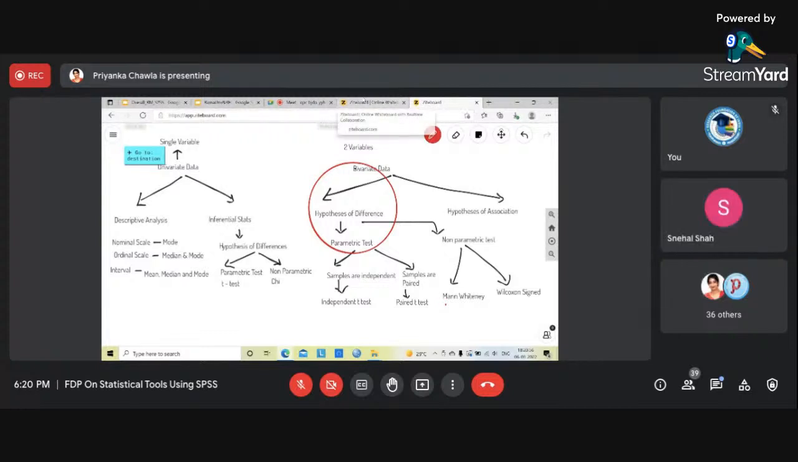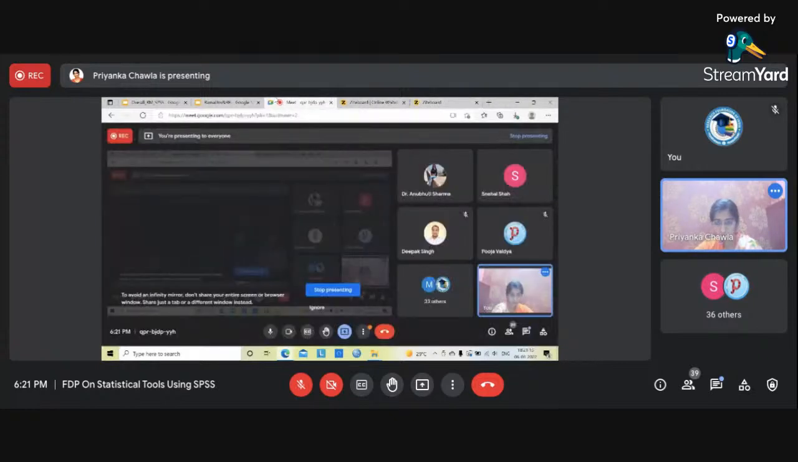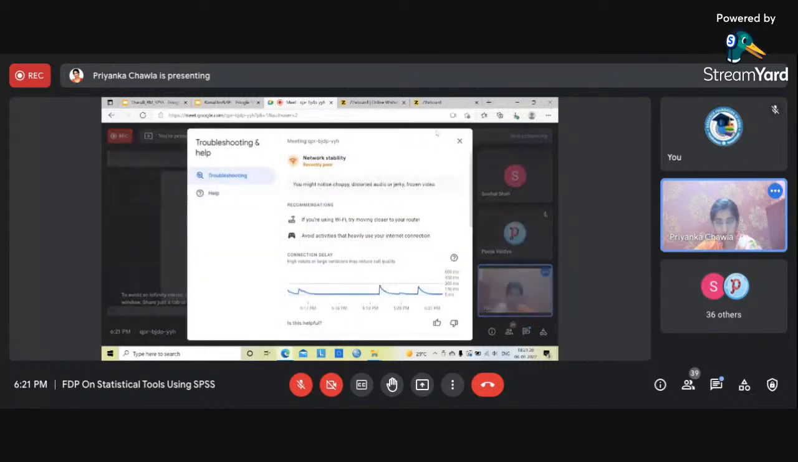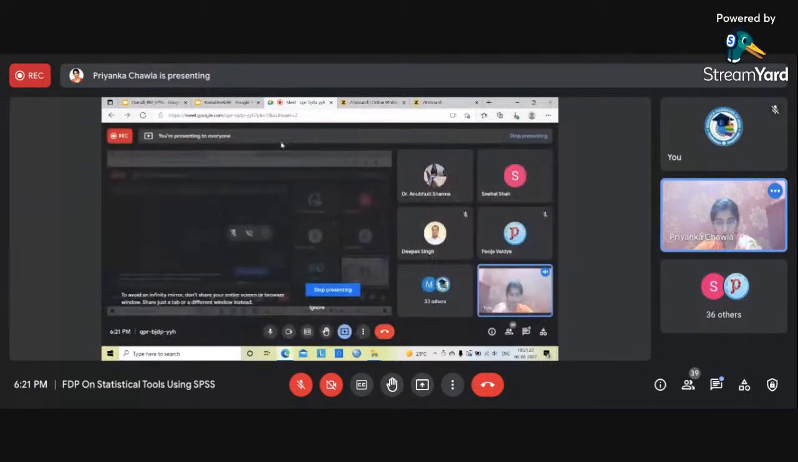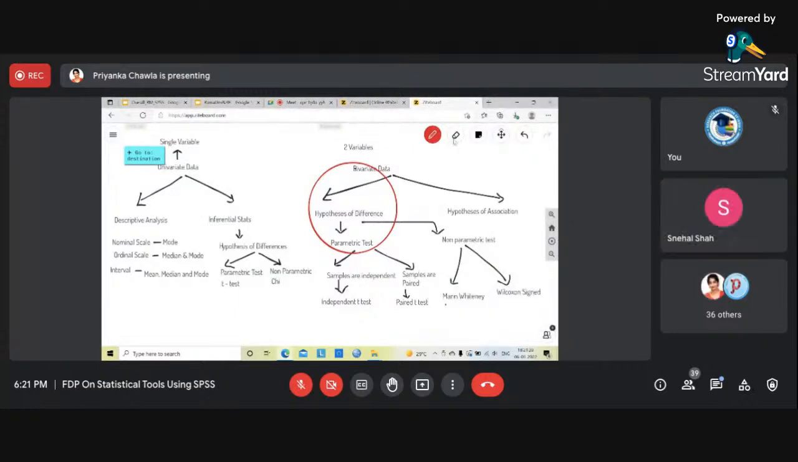Yes, ma'am. Shall I rub this part? Hypothesis of difference, because I have to explain hypothesis of association also. If you allow me. Hello. Yes, ma'am, you can.